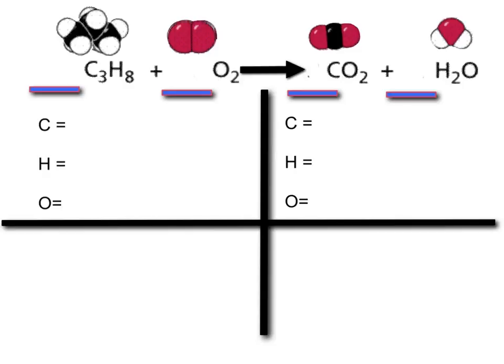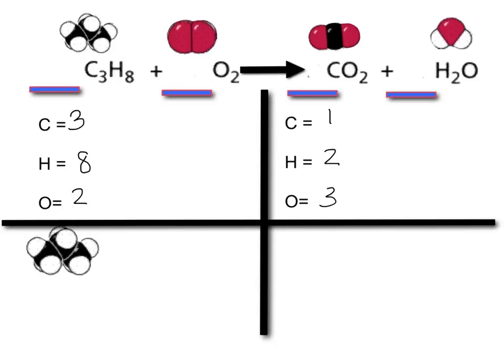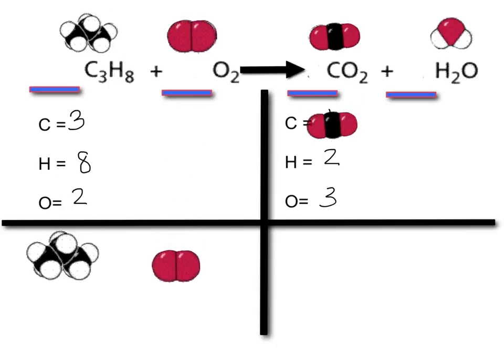Okay, so on the left we have 3 carbon, 8 hydrogen, and 2 oxygen. And on the right we have 1 carbon, 2 hydrogen, and 3 oxygen. And now we can just start by pulling 1 of each down.